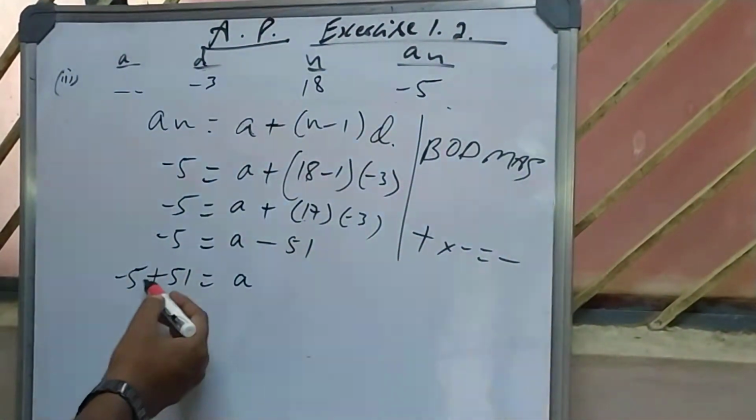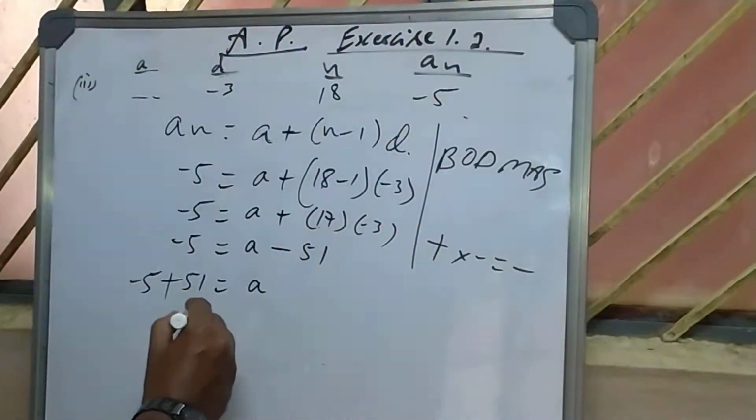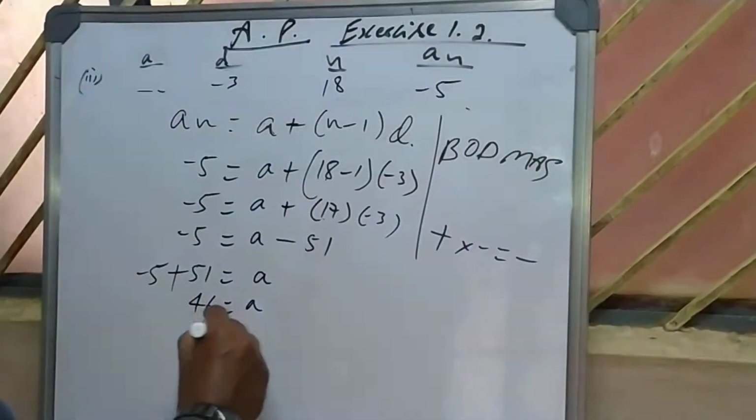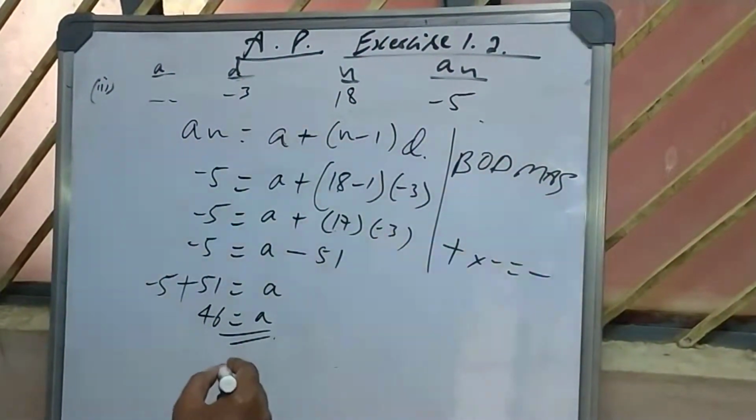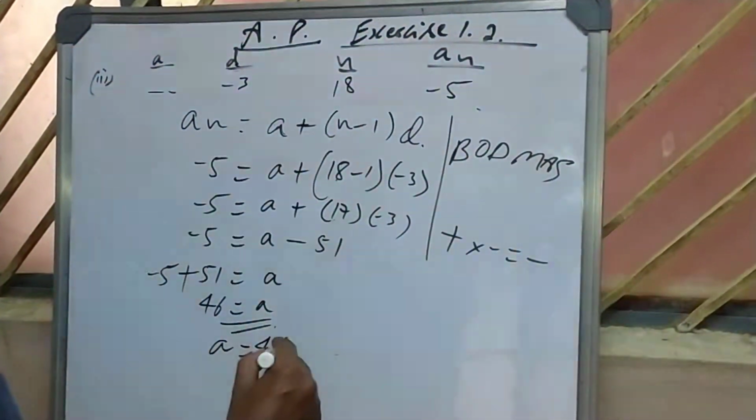We know that minus 5 plus 51 will give us plus 46. So a is equal to 46, or a is equal to 46 is the answer.